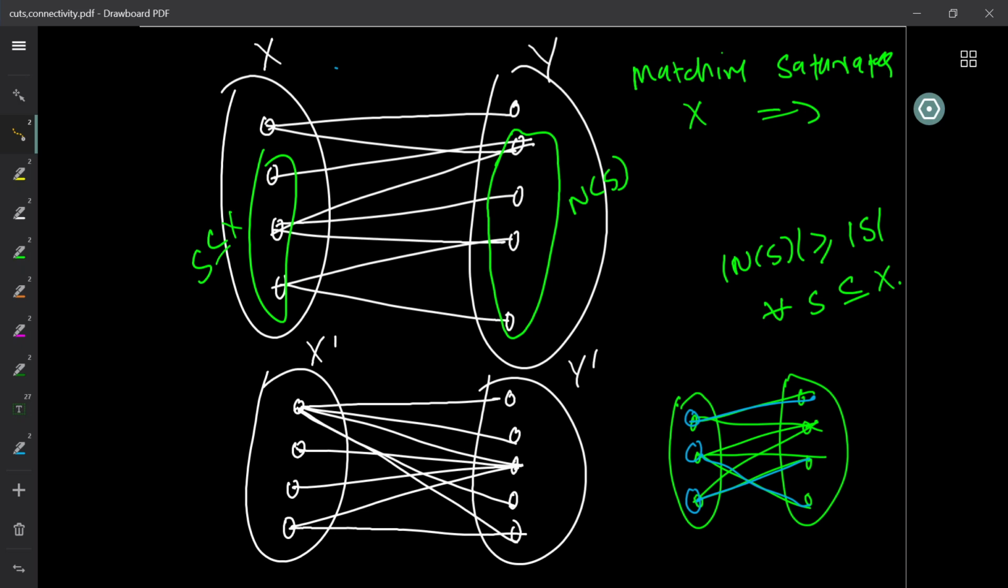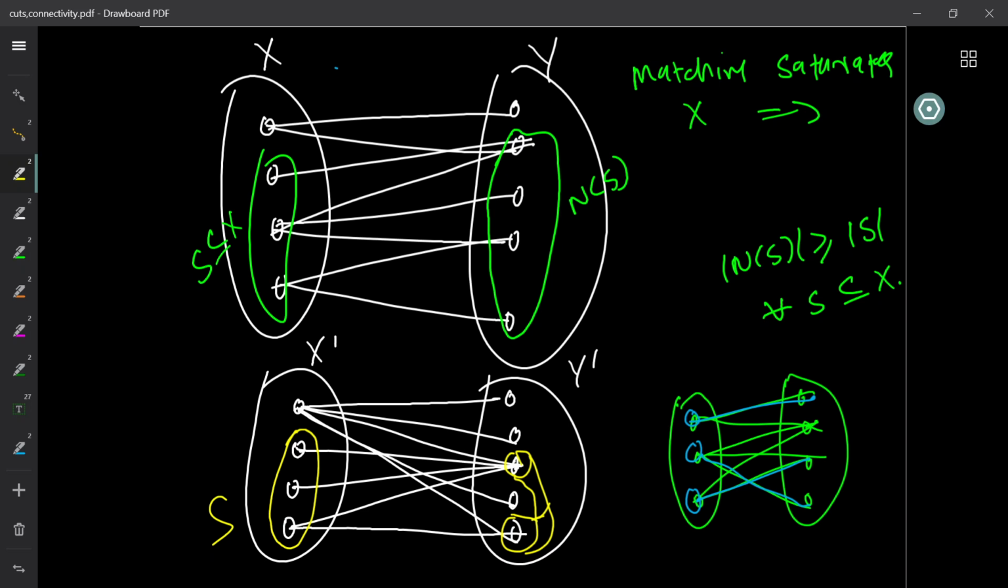Now, on the other hand, it may not always be the case in an arbitrary bipartite graph. For example, look at this graph: you have these three vertices, let's say S, a subset of X'. What is the neighborhood of this? It is basically this vertex and this vertex together. So the neighborhood of S is only two vertices, where S has three vertices. So this property is not true in this graph.